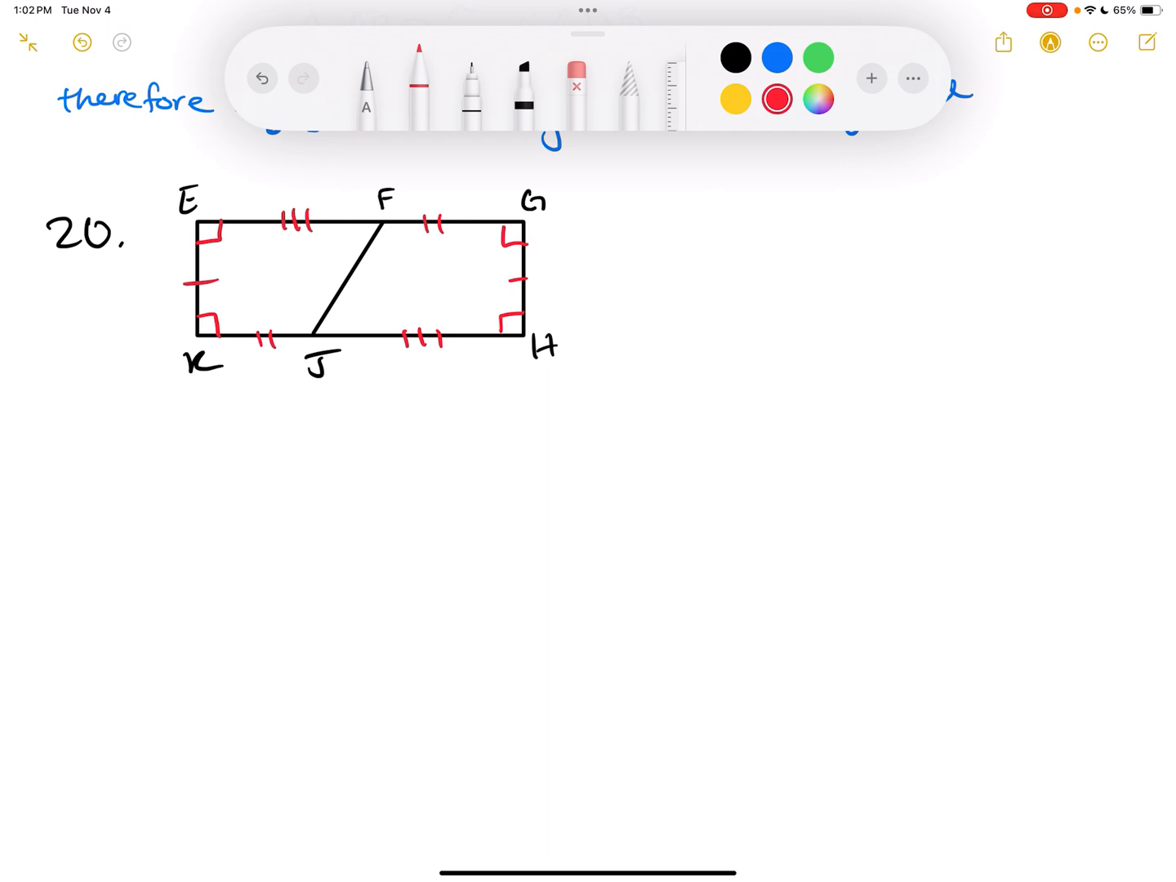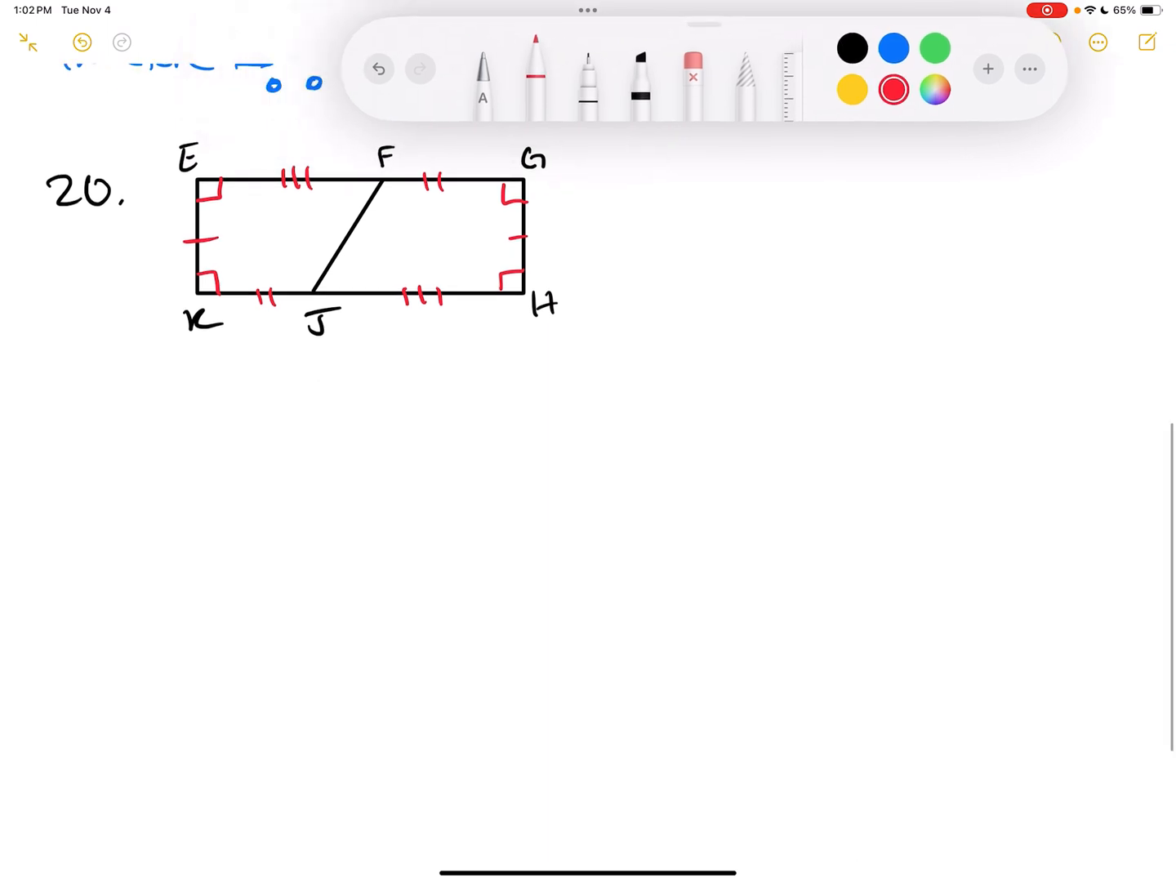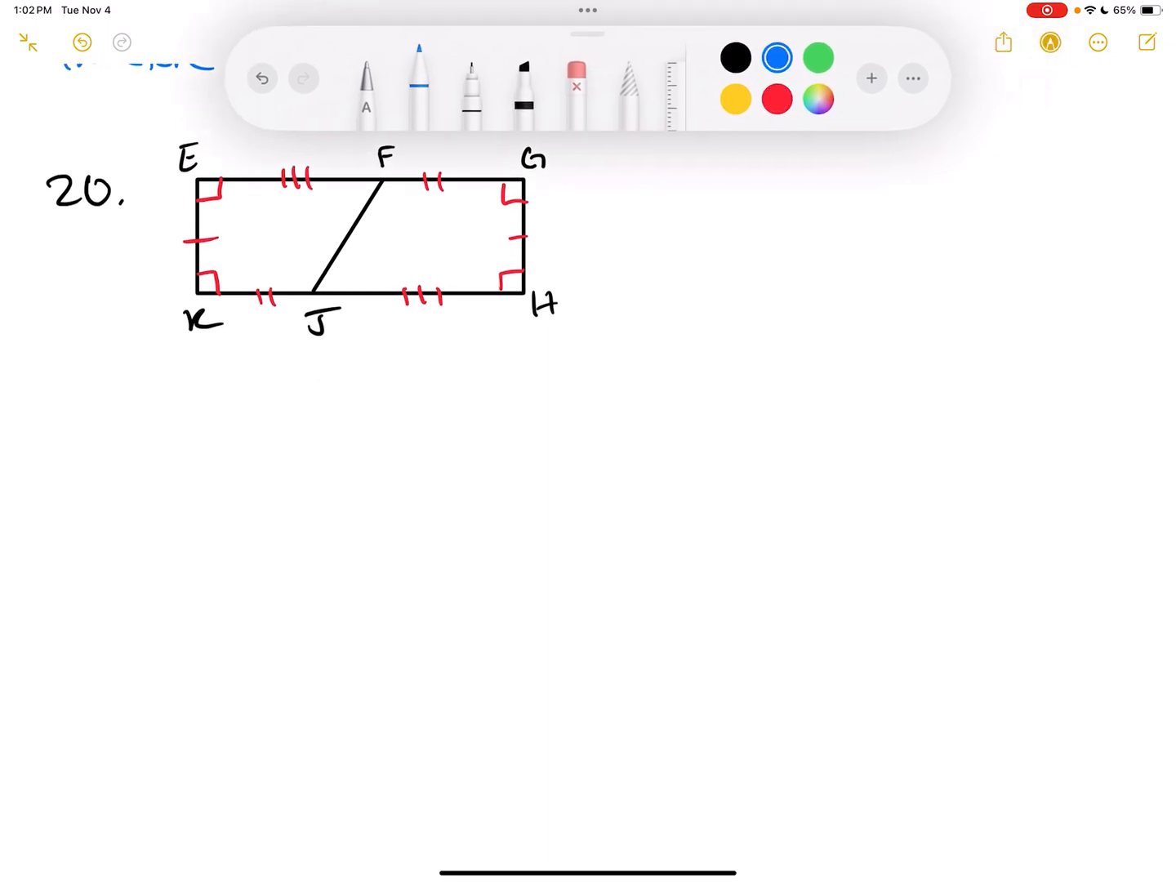All right, so what do I know? I'm doing the same thing I did with the previous one, but there's going to be more things that we're writing about. So what do I know, or what's maybe the first thing that you see with this one? FJ is congruent to FJ. Yep, I would start with that. So FJ is congruent to FJ by the reflexive property of congruence.